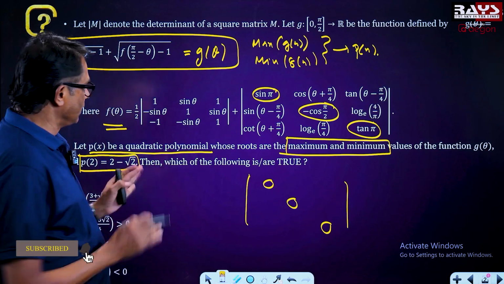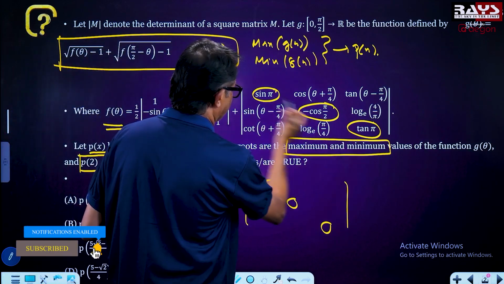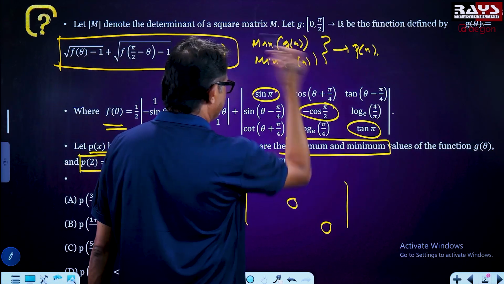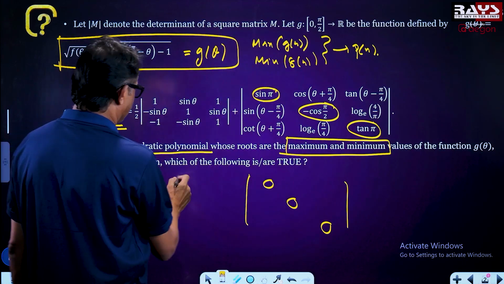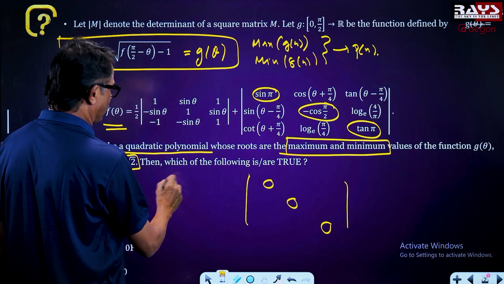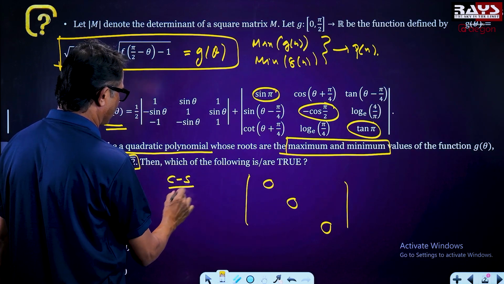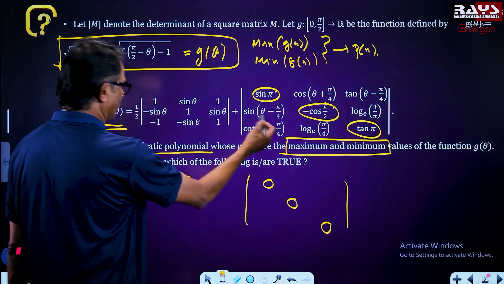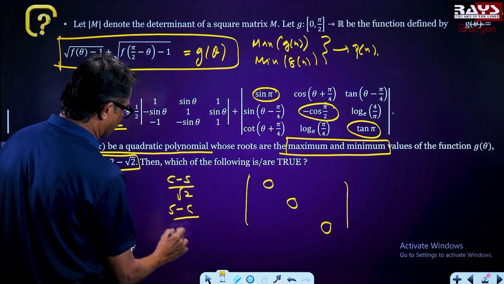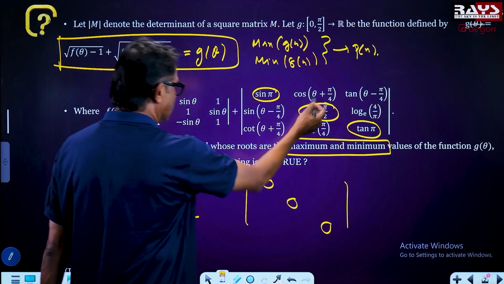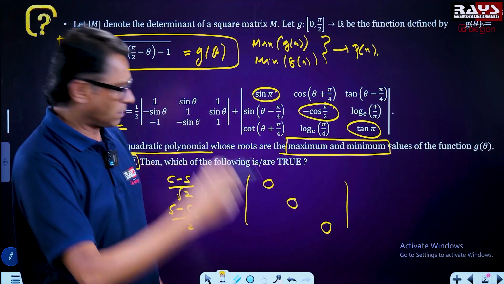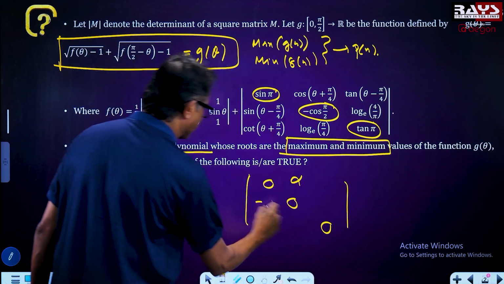Now let us see this determinant. The diagonal elements are all zeros, and cos of theta plus pi by 4, when you expand, you will get cos theta cos pi by 4 minus sin theta sin pi by 4, that is cos theta minus sin theta by root 2. And when you expand the other one, that will be sin theta minus cos theta by root 2. That means these two are negative of each other. Suppose this is alpha, then this is minus alpha.